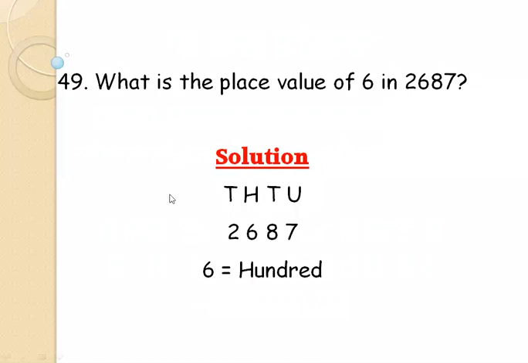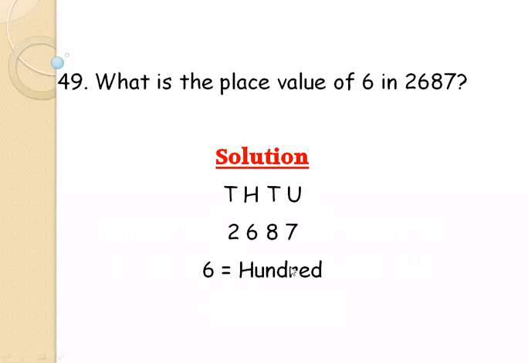Beautiful. 49. What is the place value of 6 in 2687? So let's do it. Units, tens, 100, 1,000. My 7 is units. My 8 is 10. My 6 is 100. My 2 is 1,000. So the place value of 6 is 100.